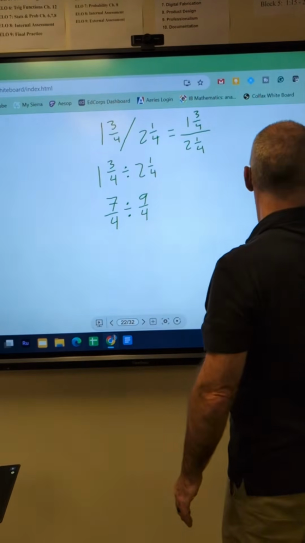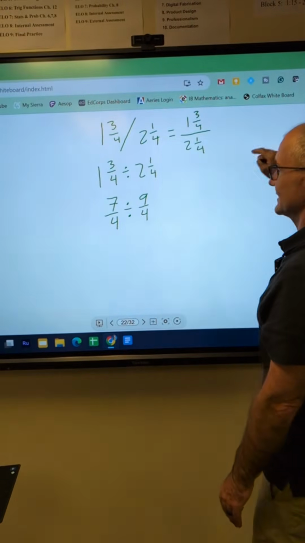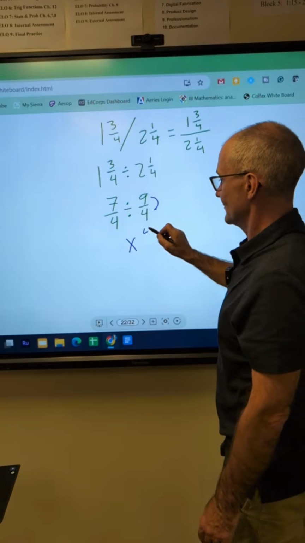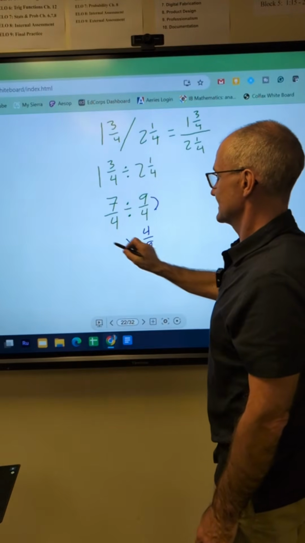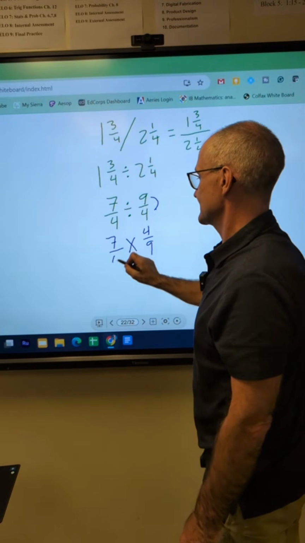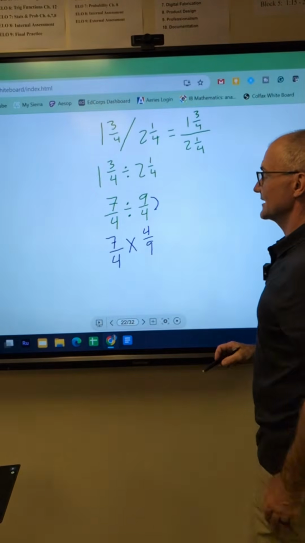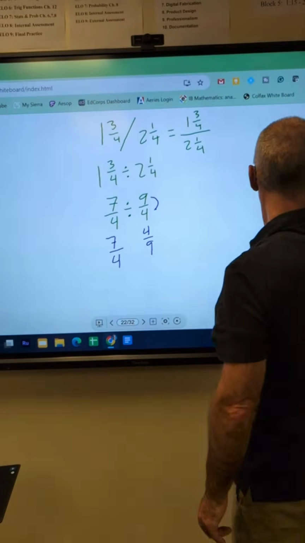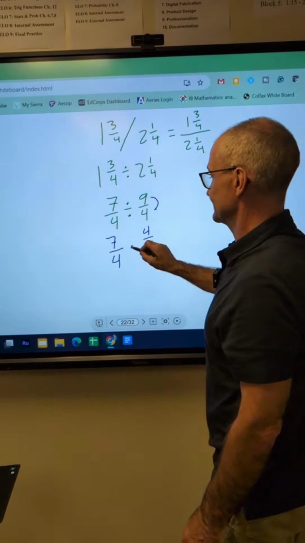Then now I'm going to multiply. So the way I multiply again is I got to flip that one over. So that becomes 4/9, and I stick with that 7/4. So I have 7/4 times 4/9. It's kind of an extreme x right there. Get rid of that. We'll just use that dot.